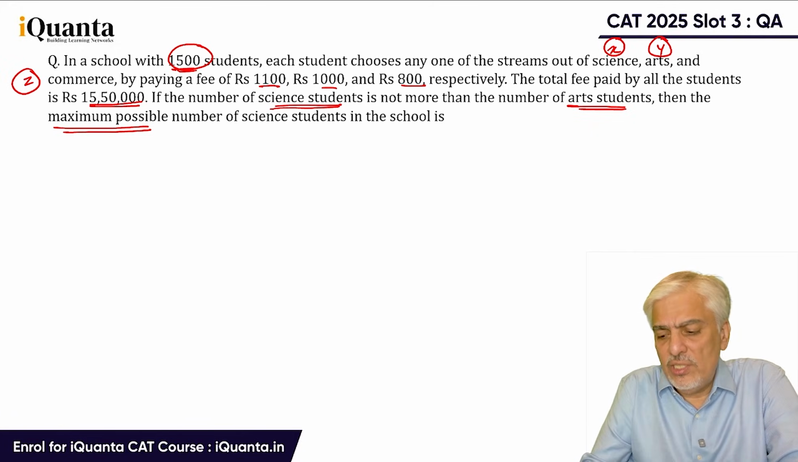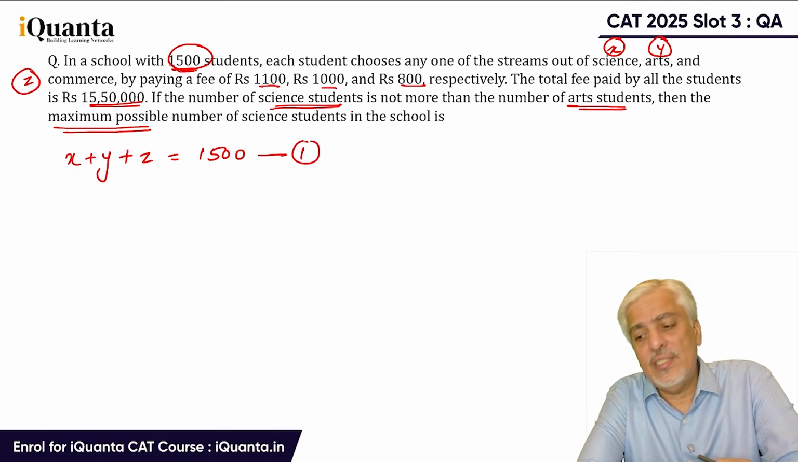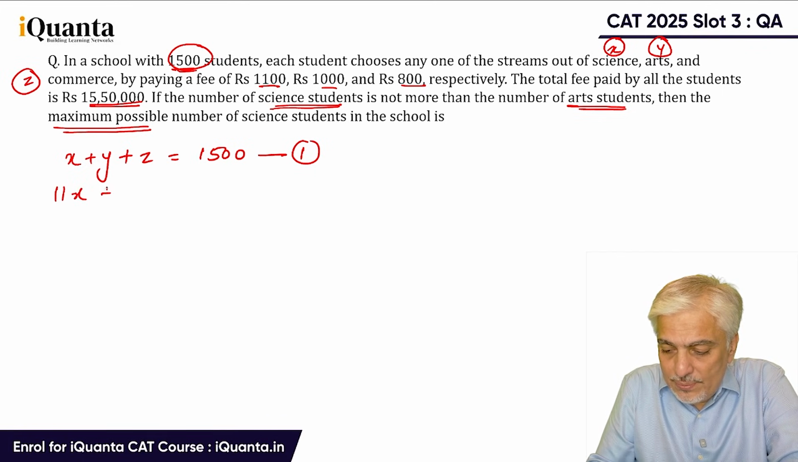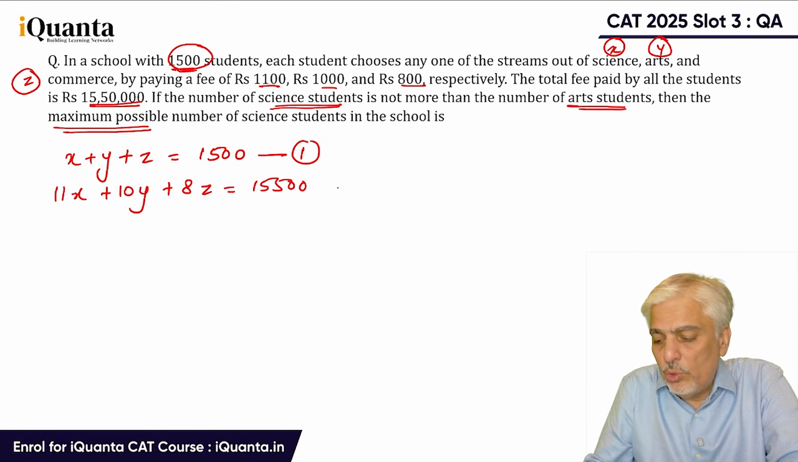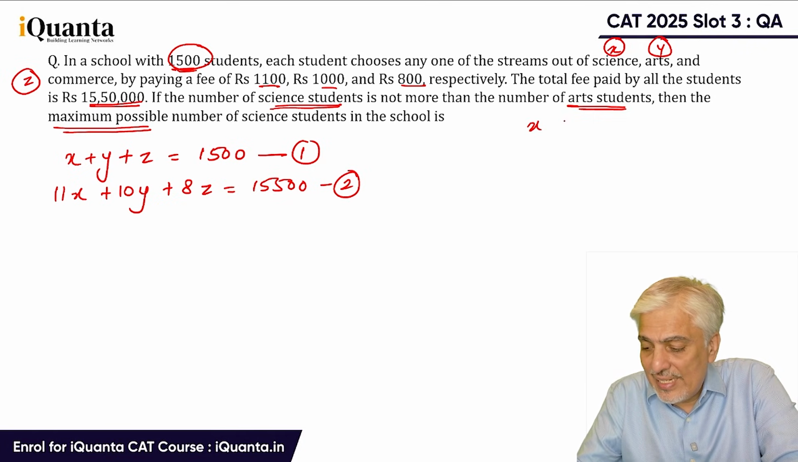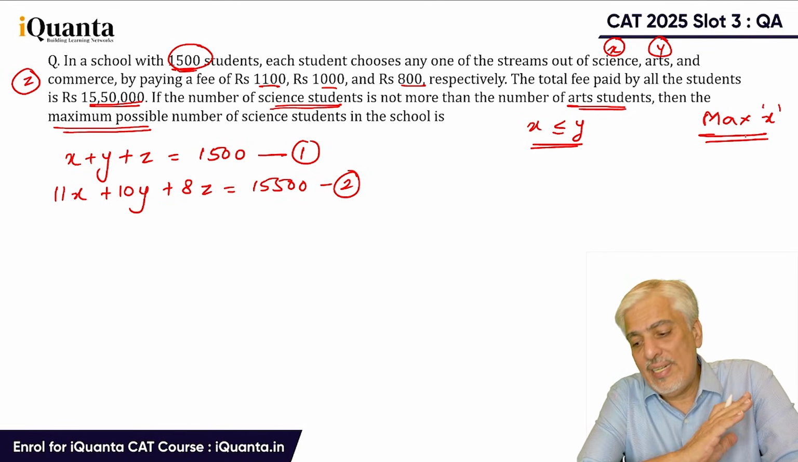I have two equations. My first equation is x plus y plus z is 1500. And my second equation is 1100x plus 1000y plus 800z is 15,50,000. Can you not write that and just divide by 100 and get the equation immediately? Which means I would get 11x plus 10y plus 8z is 15,500, dividing both sides by 100. And they've given us one more condition, x is less than or equal to y, and they have told us to maximize x.